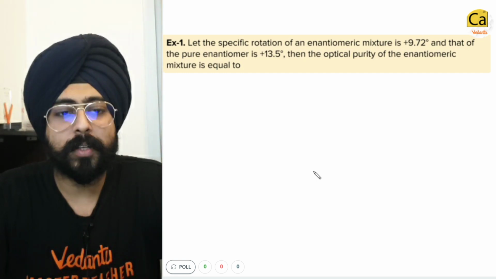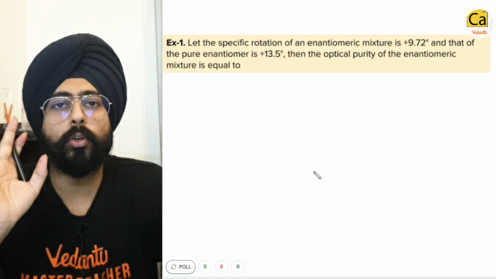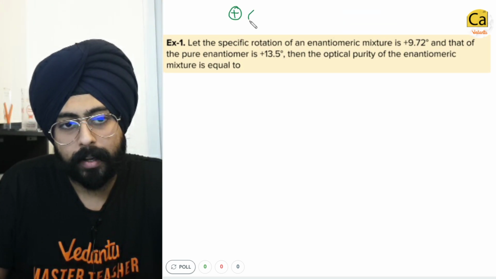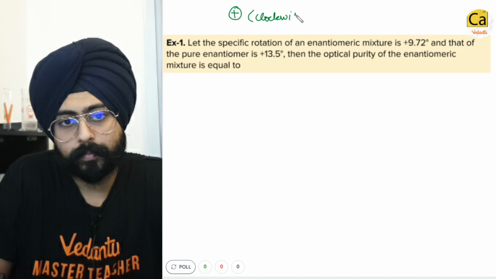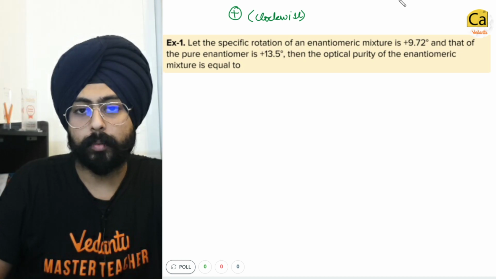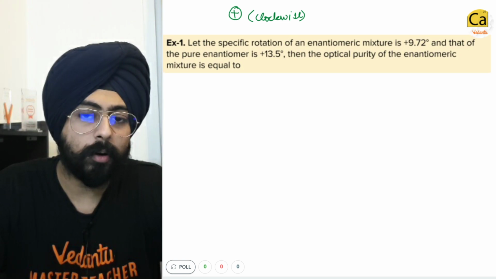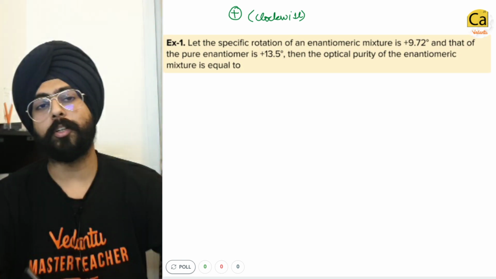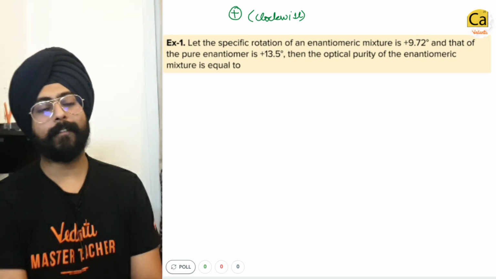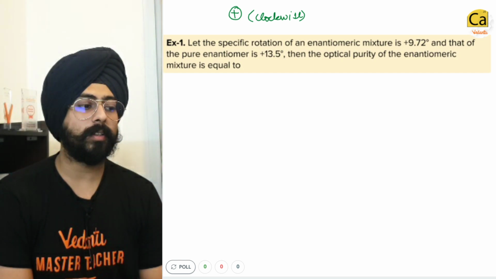Let's read the question. Let the specific rotation of an enantiomeric mixture be 9.72 degrees in the clockwise direction. Plus means clockwise. And that of the pure enantiomer, if there was only the pure enantiomer, that rotation would be plus 13.5 degrees. You have to find the optical purity of the enantiomeric mixture. Oh, very interesting question. Think, how would we do this? This is a very nice question.